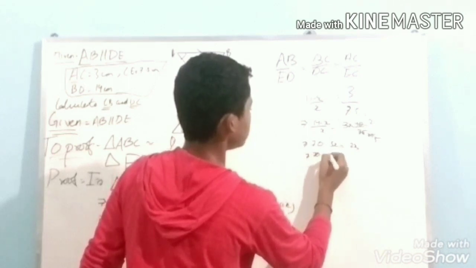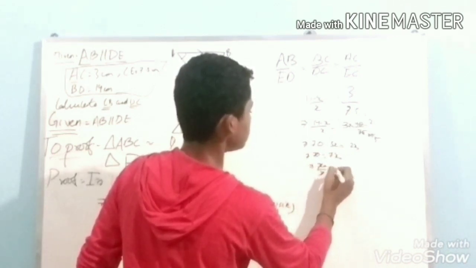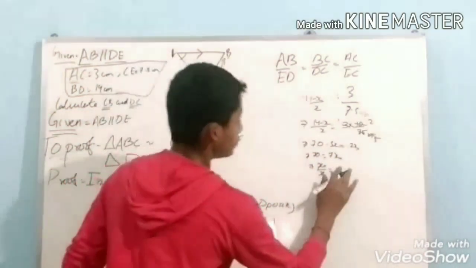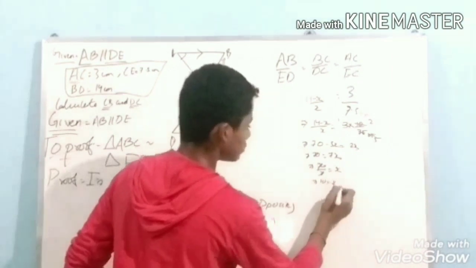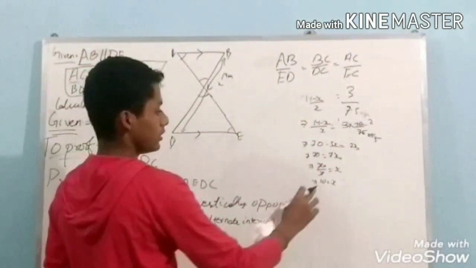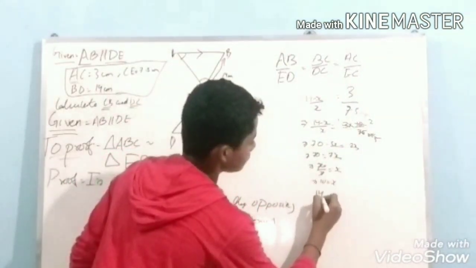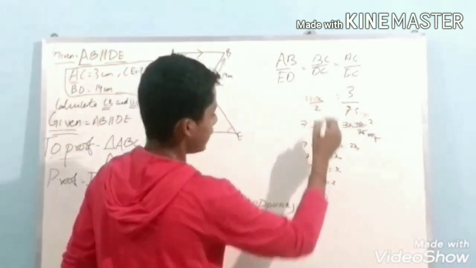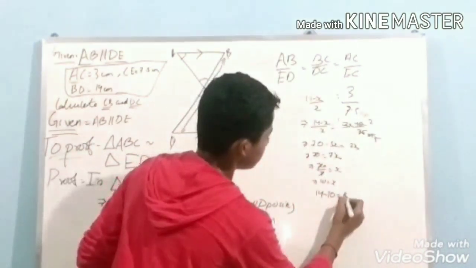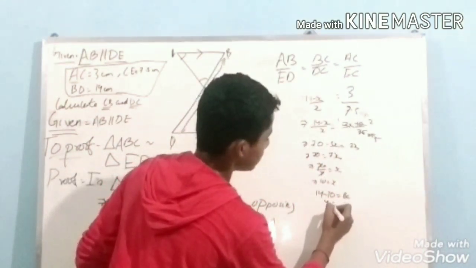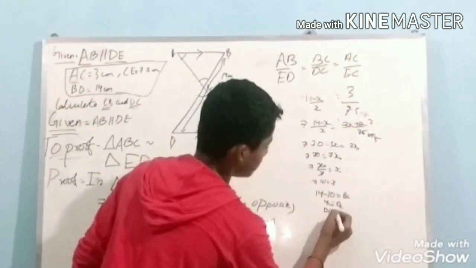So 70 equals to 7x. So 70 by 7 equals to x. That is 10 equals to x. So what is the value of x now? The value of x is 10. So 14 minus x, 14 minus x means 14 minus 10, that is BC. So 4 centimeter is BC, and DC is x.